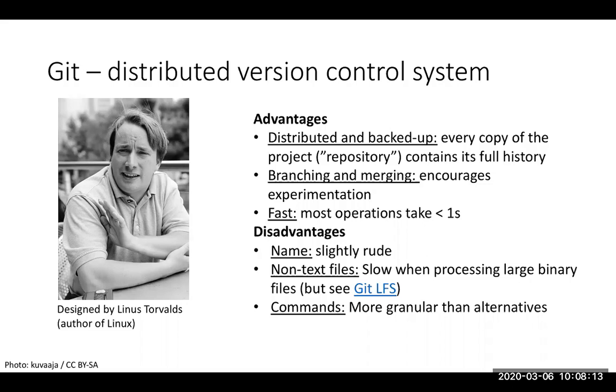Git's pretty fast. There are a few disadvantages. I think some people find the name a little bit uncouth. Git is not great for working with large binary files. So if you have something like a Photoshop document, it's maybe not so great for that, but there is an extension to Git for working with that kind of data. It's also a little bit more granular than other version control alternatives.